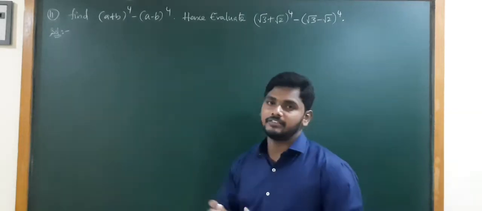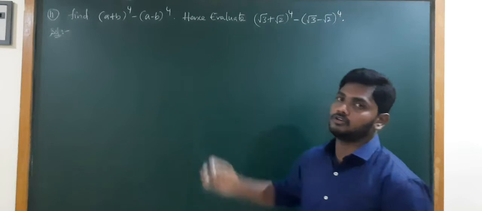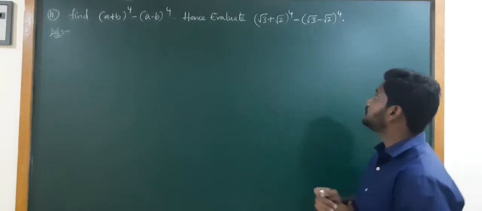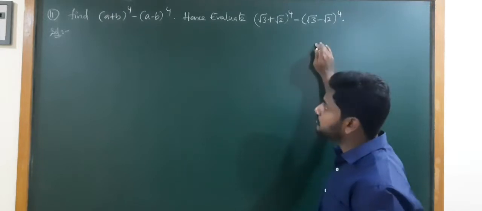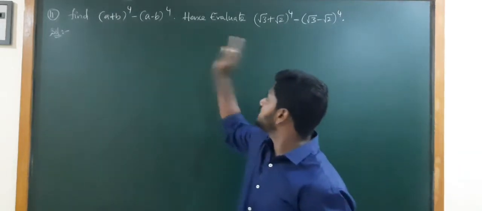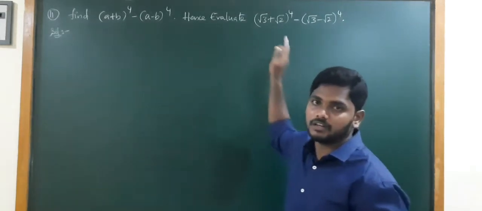That is from question number 11. Find (a + b)^4 − (a − b)^4. Hence, evaluate (√3 + √2)^4 − (√3 − √2)^4. If you observe, these two are almost similar, but instead of a they have given root 3, and instead of b they have given root 2.